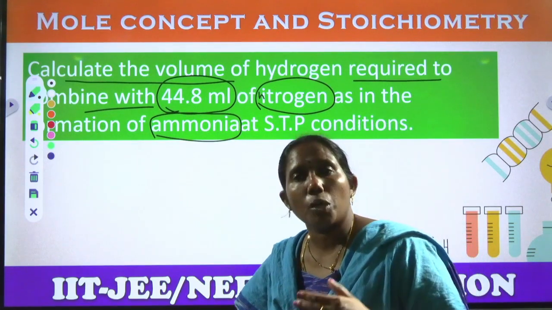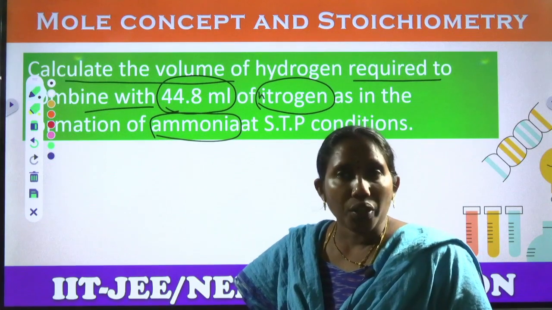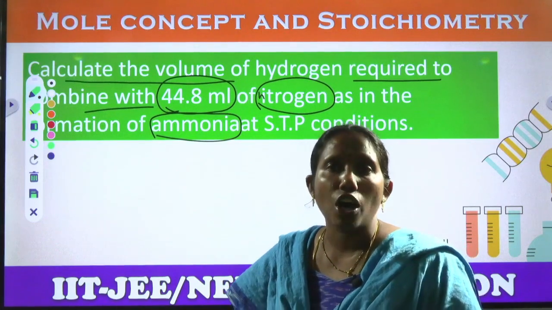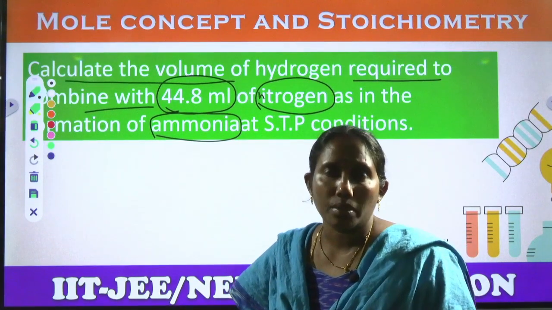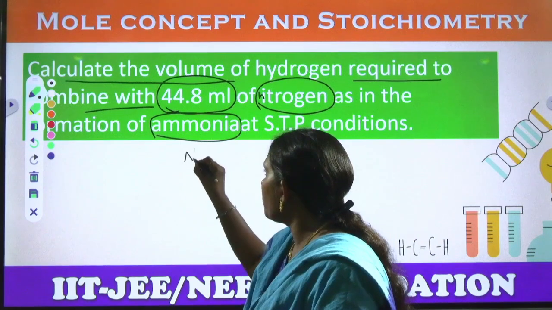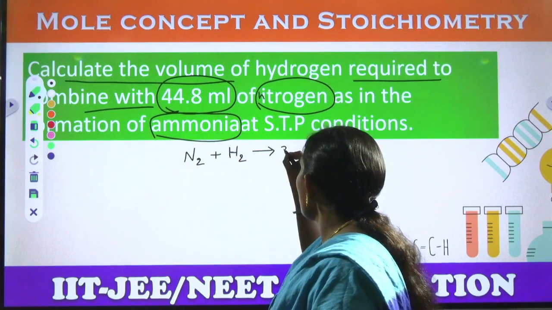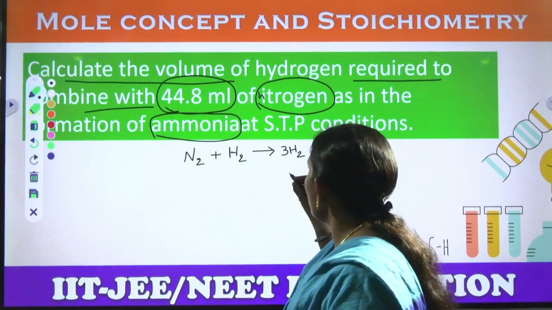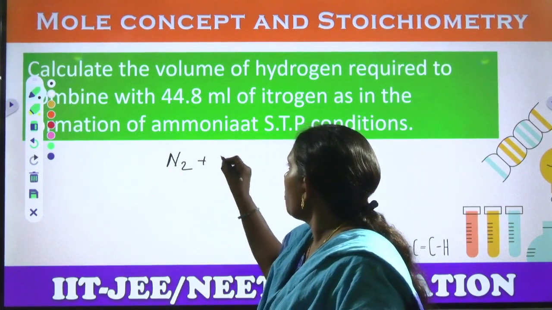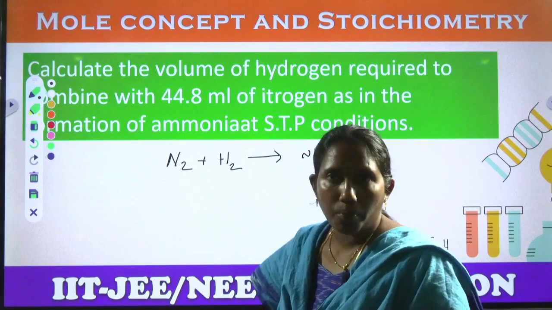First of all, while reading this problem we should understand the relation between nitrogen, hydrogen and ammonia. We know that Haber's process is nothing but nitrogen reacting with hydrogen to form ammonia, under some temperature and pressure conditions, right? So let us write that reaction here: N2 plus H2 gives rise to NH3. Nitrogen and hydrogen react to form ammonia, that is NH3.